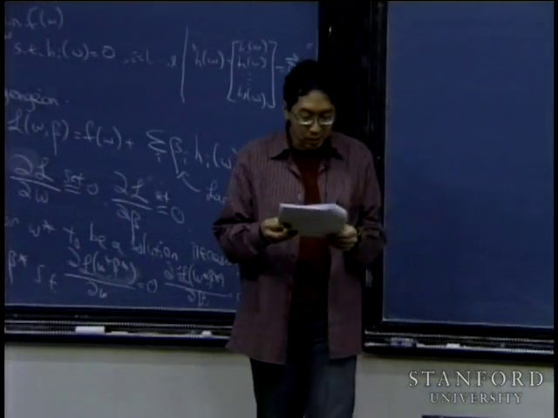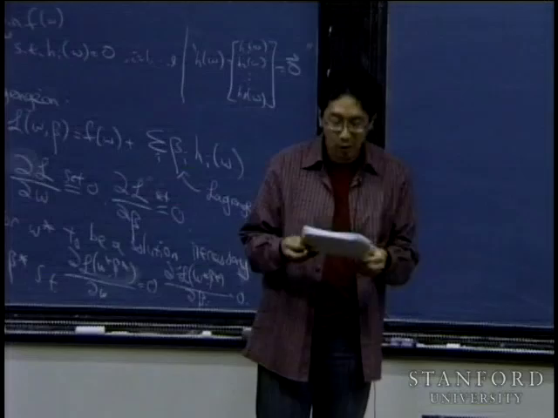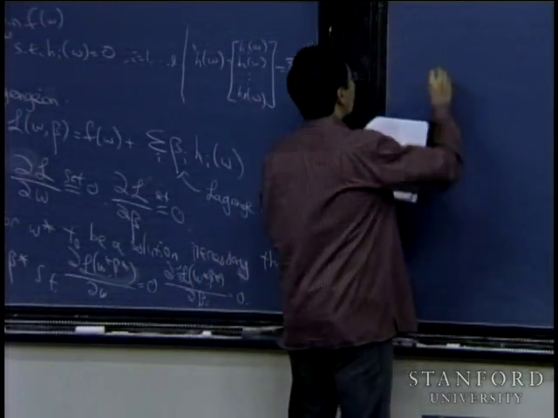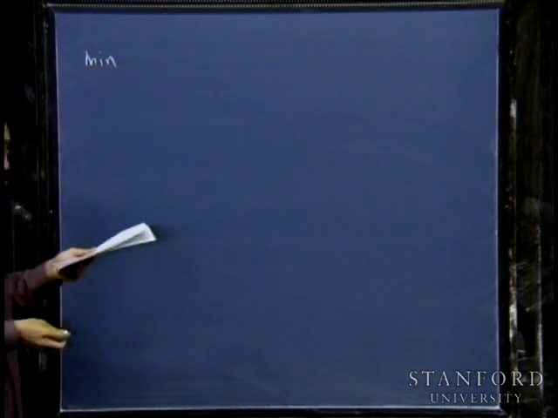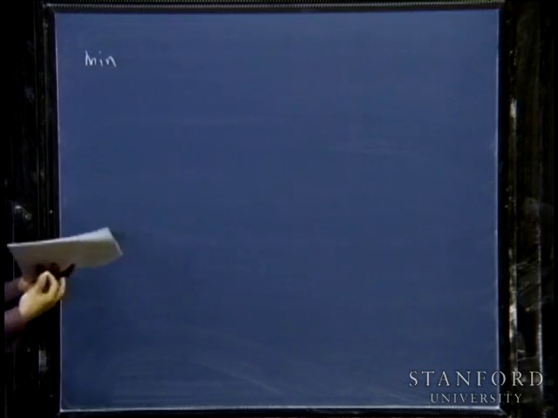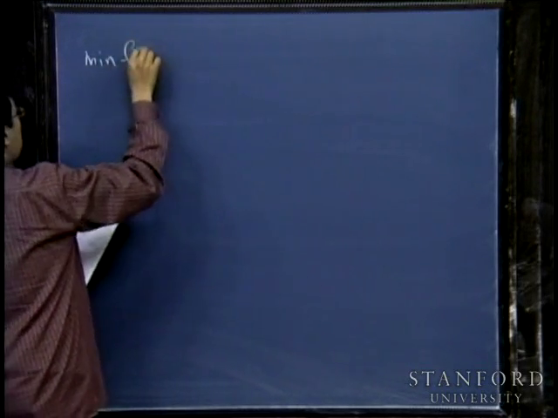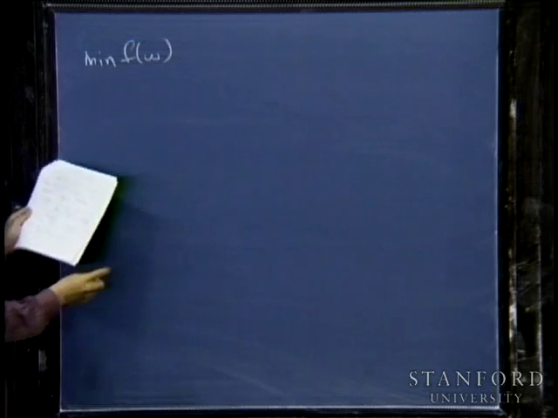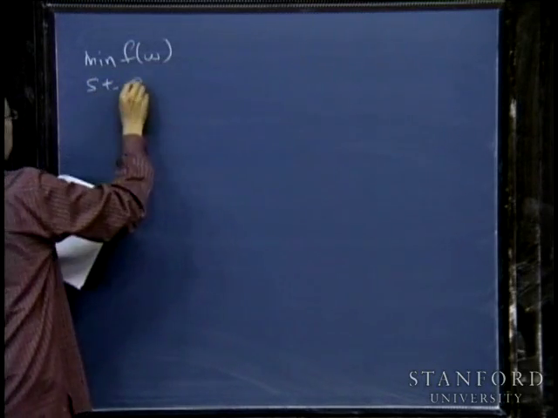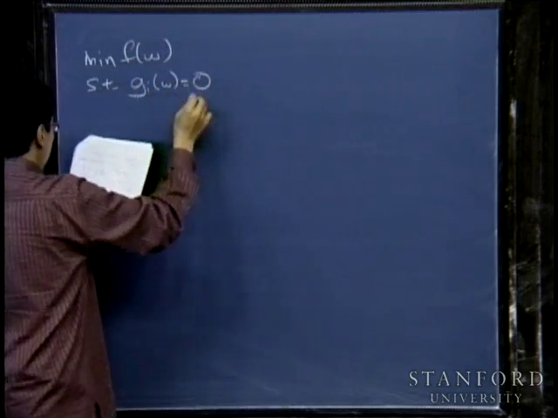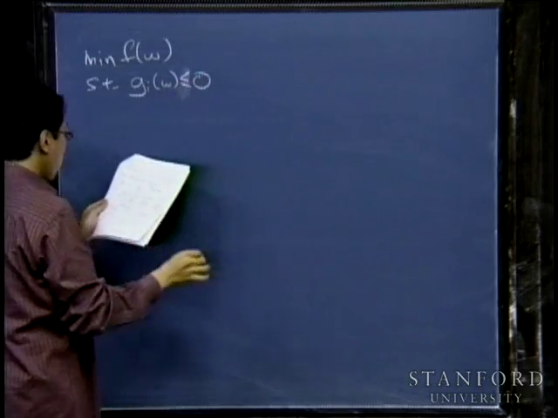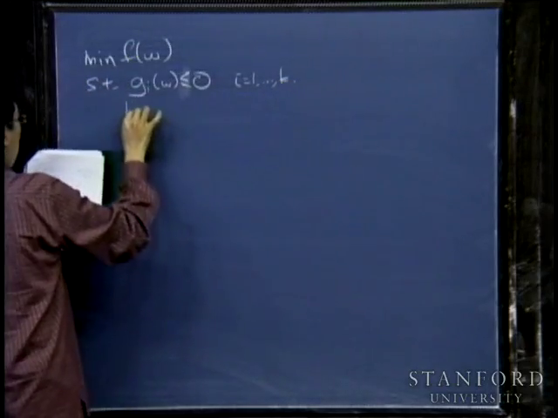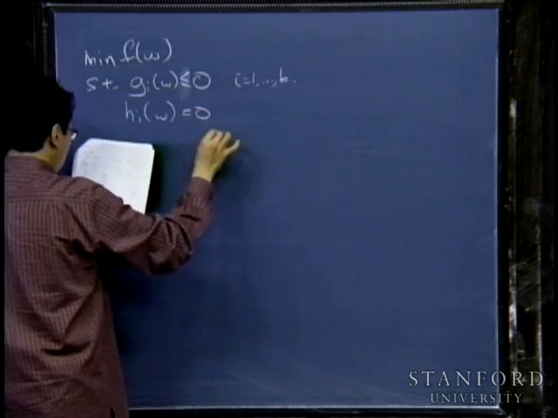So what I'm going to do is write down the generalization of this. And again, if you haven't seen that before, don't worry about it. This is fine. I'm going to write down a generalization of this to solve a slightly more difficult type of constrained optimization problem. Suppose you want to minimize f of w, subject to the constraint that g_i of w is less than or equal to 0, and that h_i of w is equal to 0.